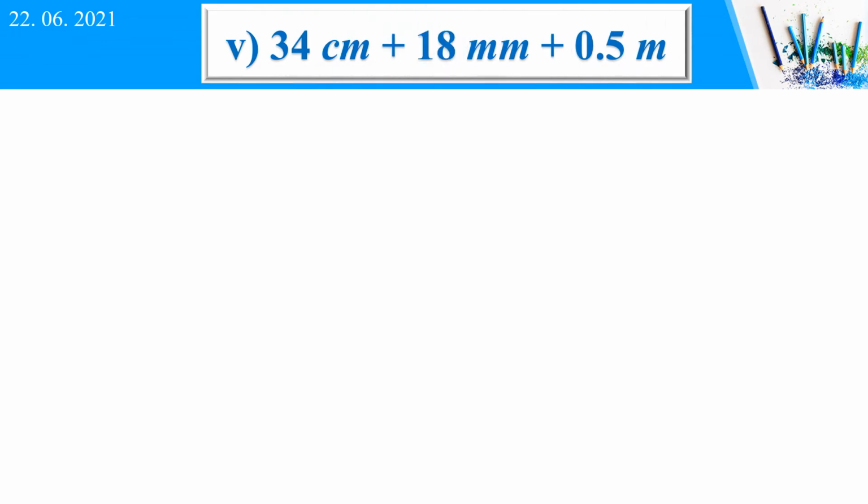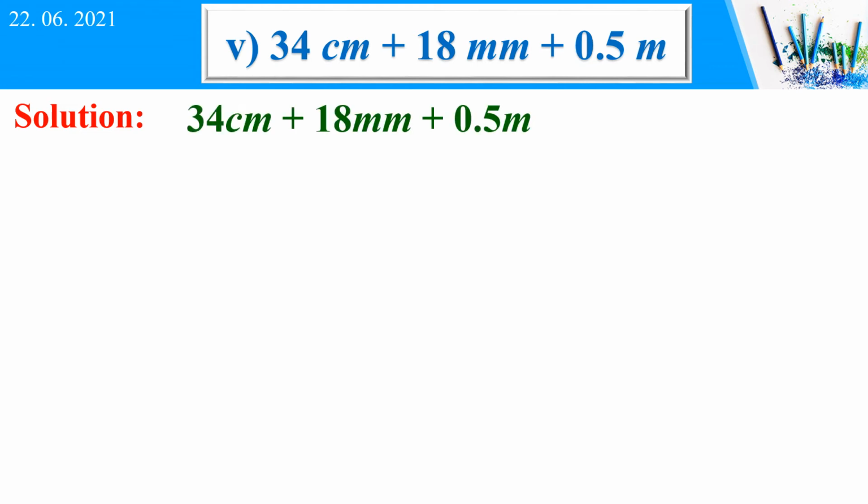Fifth sum, 34 centimeter plus 18 millimeter plus 0.5 meter. Let us move on to the solution. We have 34 centimeter plus 18 millimeter plus 0.5 meter. In this question, we have to convert the given units to its lowest unit. Let us see the steps we have studied in the previous slide.